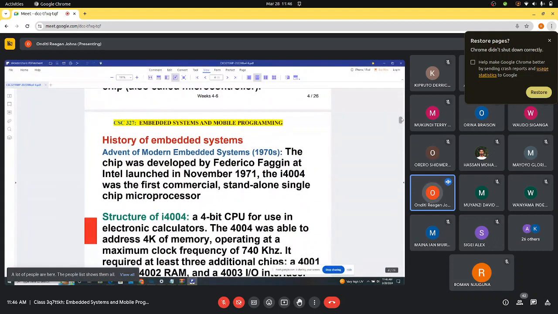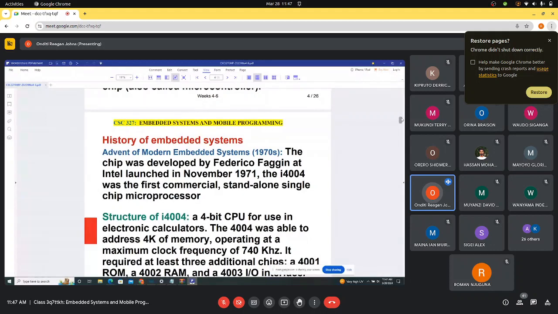So the chip was developed by Federico Faggin at Intel, which was launched in 1971. Then they came up with the processor, the i4004. During the same time, Intel also introduced their first embedded-based chip, and at the same time they produced the microcomputer chip, which was the first commercial standalone single-chip microprocessor.